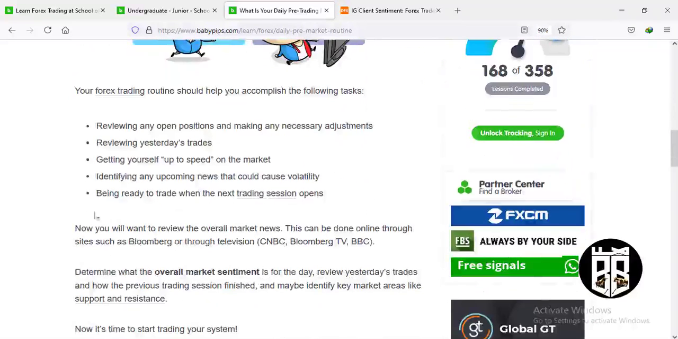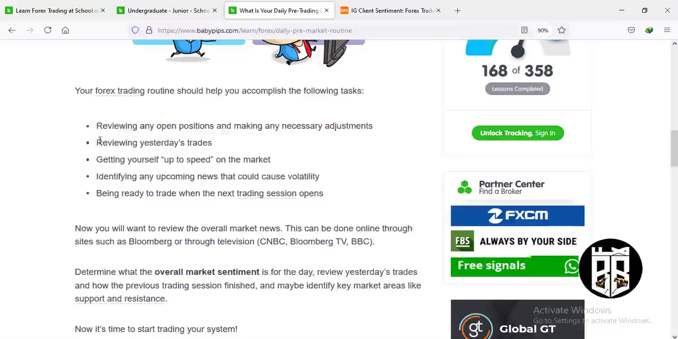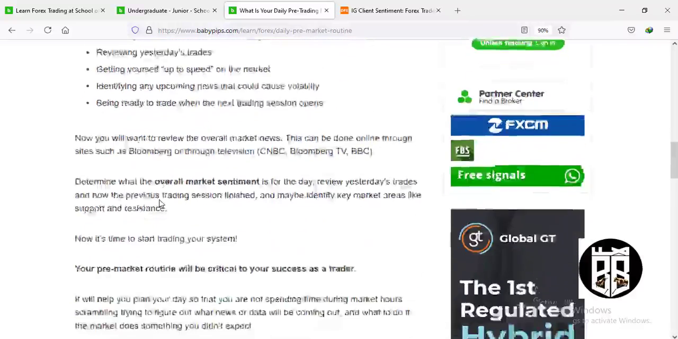But let's consider what Babypips has talked about here. The very first thing you want to do as your daily pre-trading routine is reviewing any open positions and making any necessary adjustments. Two, reviewing yesterday's trades. Three, getting yourself up to speed on the market. Four, identifying any upcoming news that could cause volatility. Five, being ready to trade when the next trading session opens.